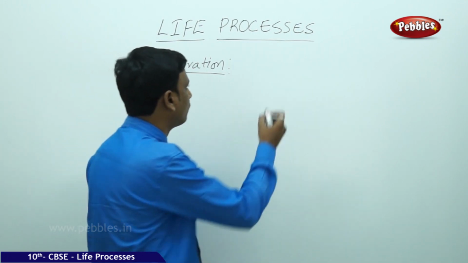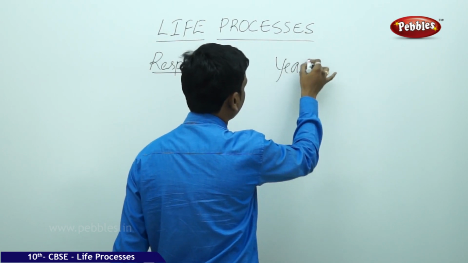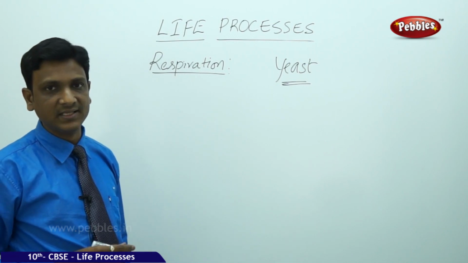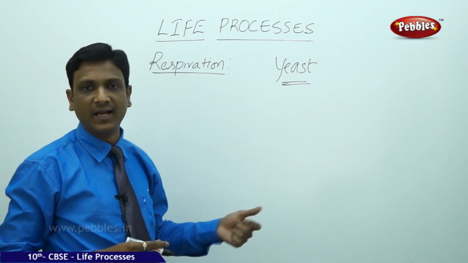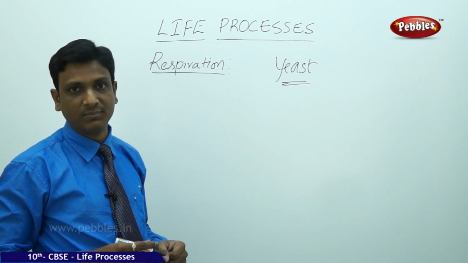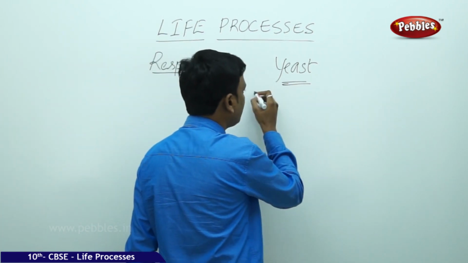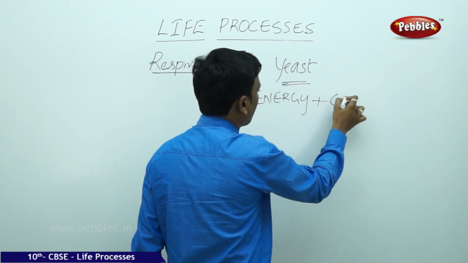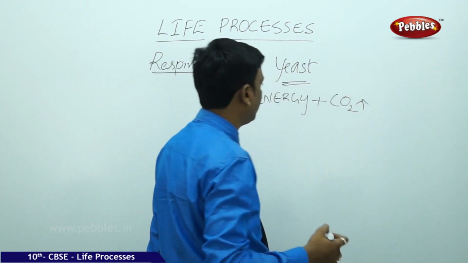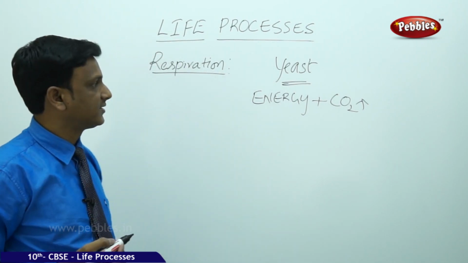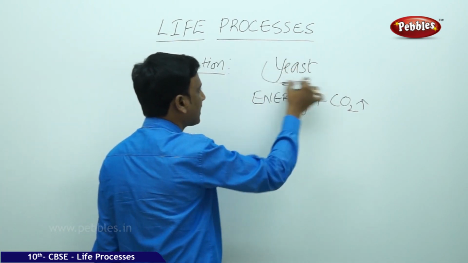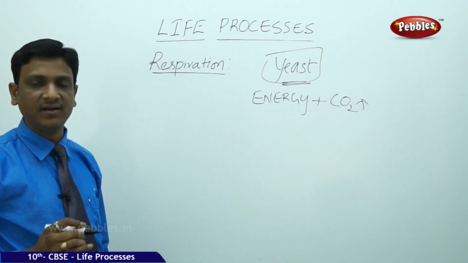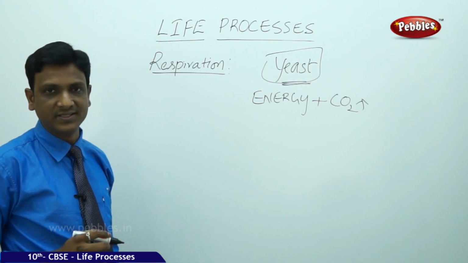Say for example, if we take the example of yeast. Of course, the way respiration takes place inside the cells may be different between yeast and human beings. But finally, energy is released in respiration, that is common. Energy is released, and along with energy, carbon dioxide is released. This is common in any kind of respiration. So here, let us take the example of yeast. Let us see whether carbon dioxide is released or not in the case of yeast during respiration.